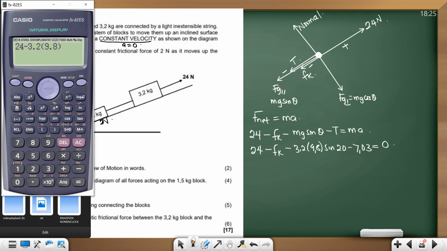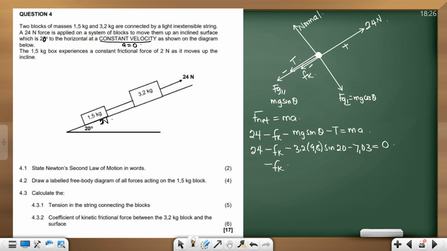All right, into bracket 9,8. I hope you're also doing yours. Sine 20. All right, minus 7,03. Yes, it makes sense for me to get a positive 6,24. So minus Fk plus 6,24 equals 0. Minus Fk is negative 6,24. My friction is now 6,24.